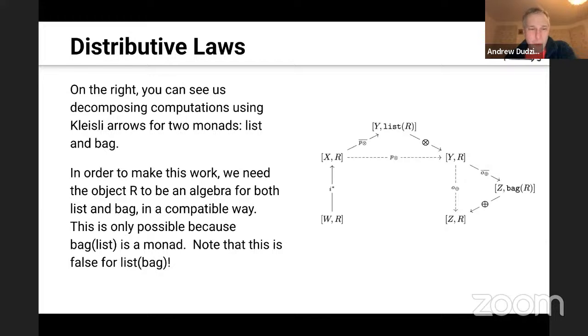This is possible, but it's only possible because it turns out that bag composed with list, that is list and then bag, is a monad. But this is delicate because it's false the other way, right? List of bag is not a monad, but bag of list is a monad, or we can make it a monad. Being a monad is not a thing you either are or aren't. It's a structure that is assigned to you.